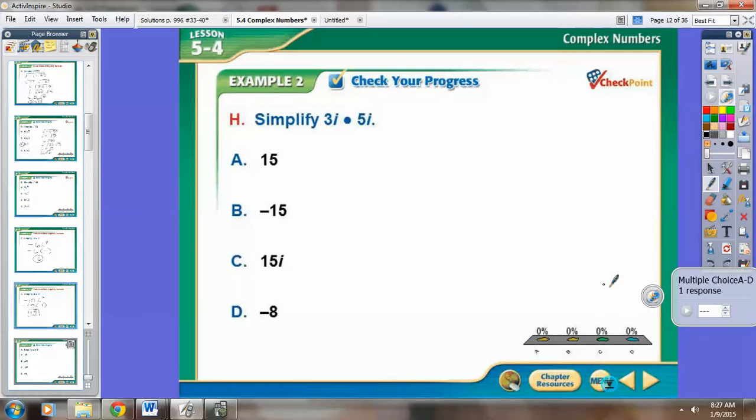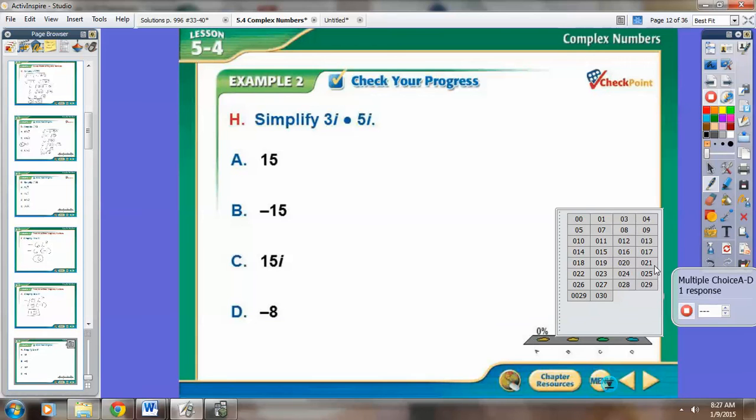I would like for you to try this one. Simplify that expression, please.